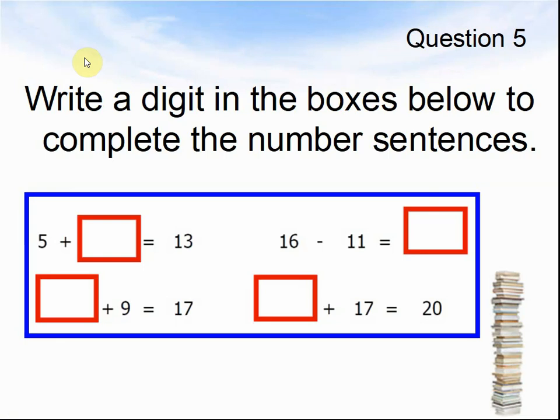Question 5. Write a digit in the boxes below to complete the number sentence. 5 plus something equals 13. 16 take away 11 equals something. Something plus 9 equals 17. Something plus 17 equals 20. Pause the video and write down your answer. Here comes the next question.